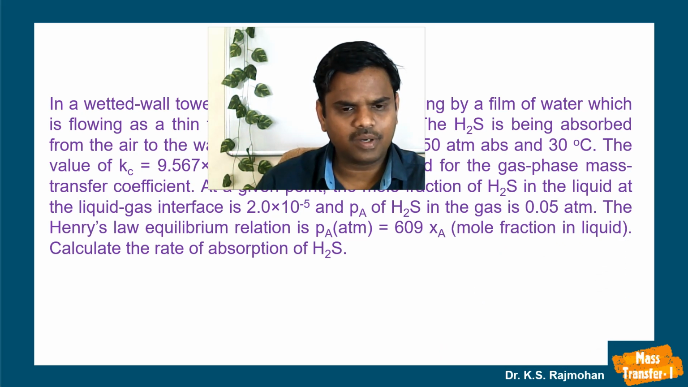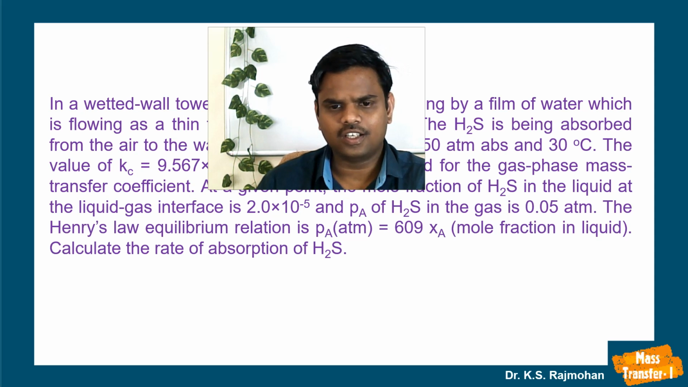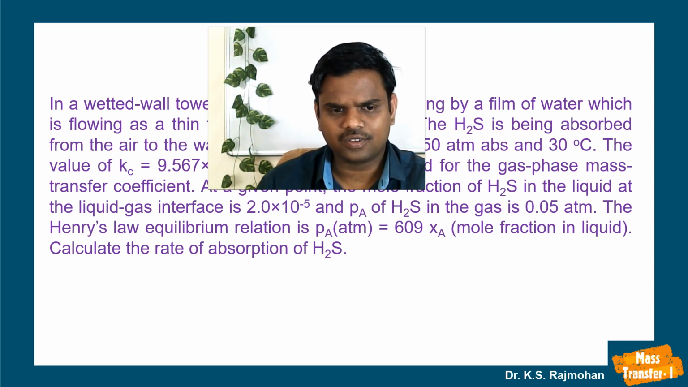The Henry's law equilibrium relationship is: partial pressure of A in atmosphere is equal to Henry's law constant 609 multiplied by the mole fraction in the liquid. Pa equal to 609 into Xa, where Xa is the mole fraction of species H2S in the liquid. Calculate the rate of absorption of H2S.